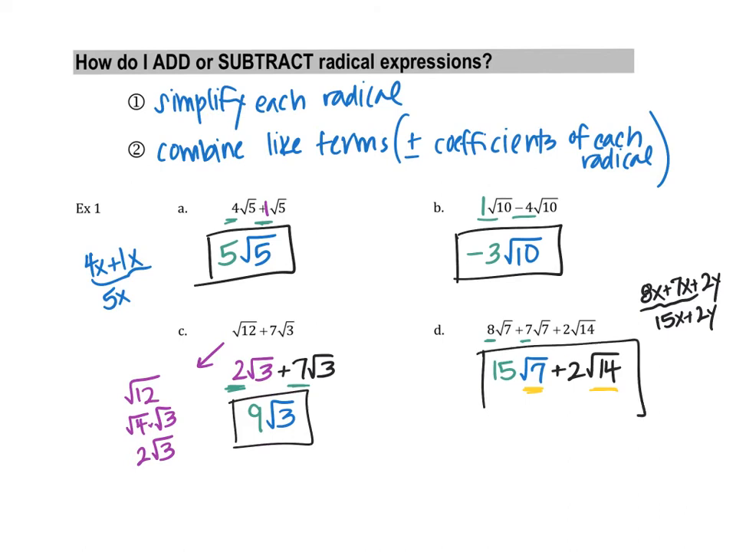So what I want you to do is I want you to pause the video and try the remaining and then check your solutions. I'm going to go back to the first slide. So how do you add and subtract? Step 1 is we're always going to simplify each radical first. Second of all, you're then going to combine like terms by adding or subtracting the coefficients of each like radical. And that's it. When you're ready, you can get started on the homework.